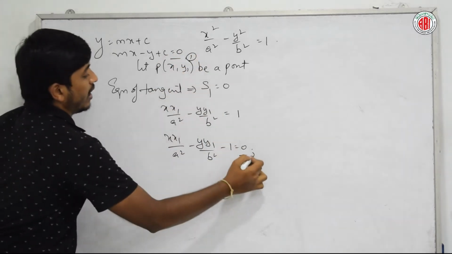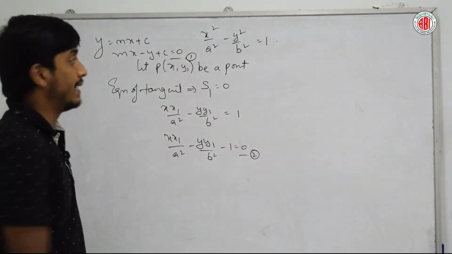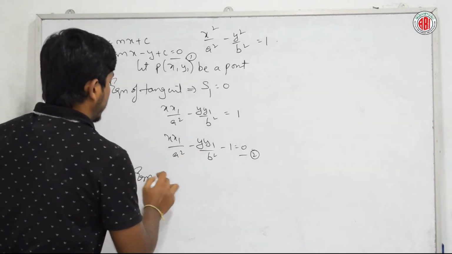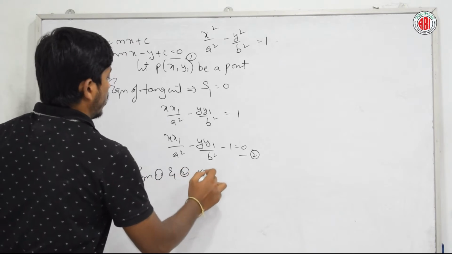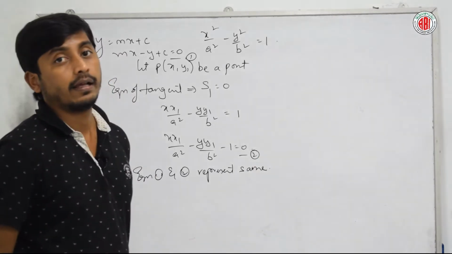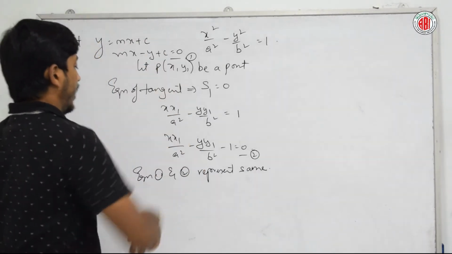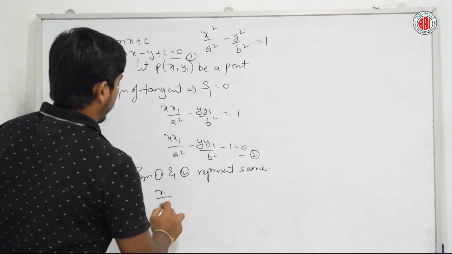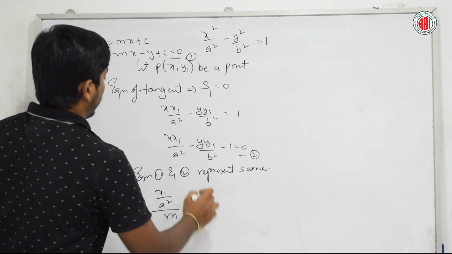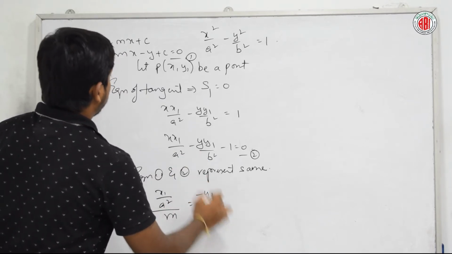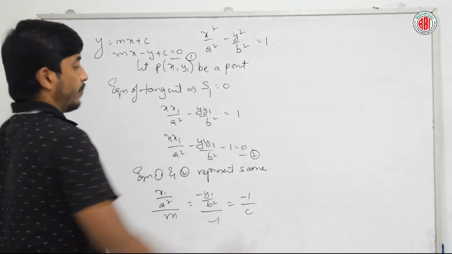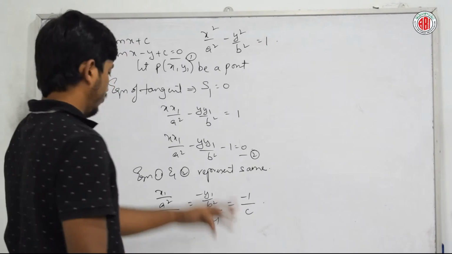Now here equation 1 and 2 represent the same line. Yes, this is also a tangent, this is also a tangent. So we'll just equate the ratios: x1 by a square by m is equal to minus y1 by b square, here minus 1, that is equal to minus 1 by c. Is it fine? Now let us equate everything.